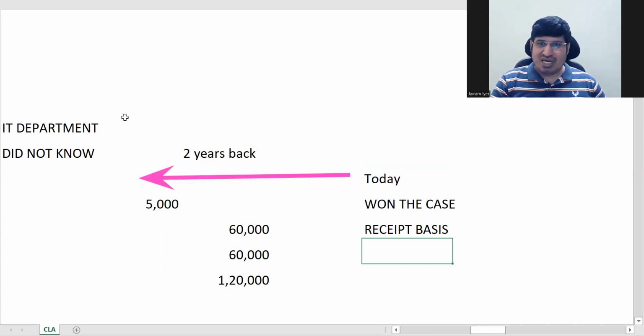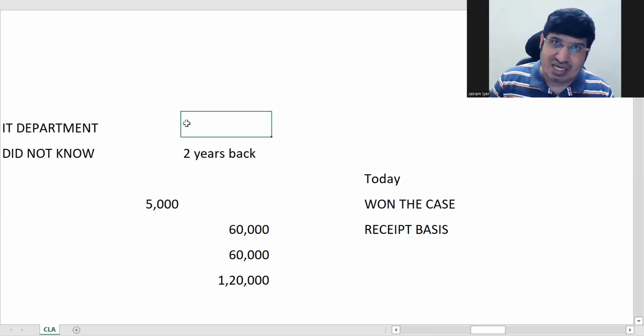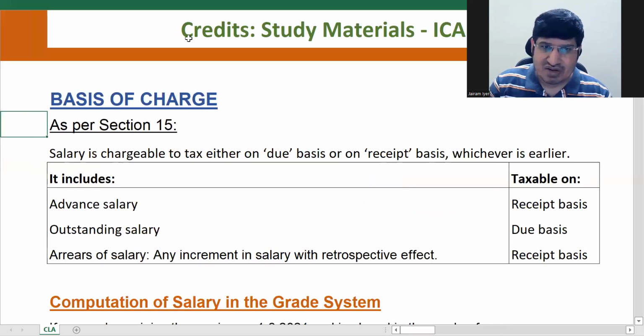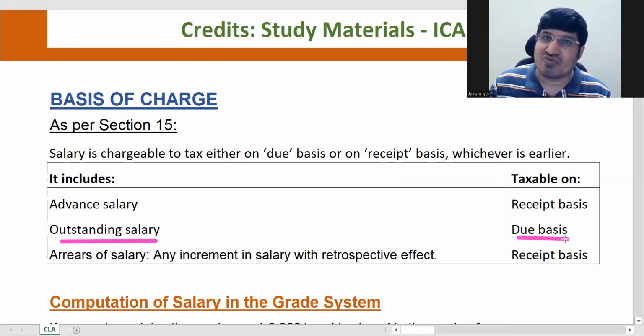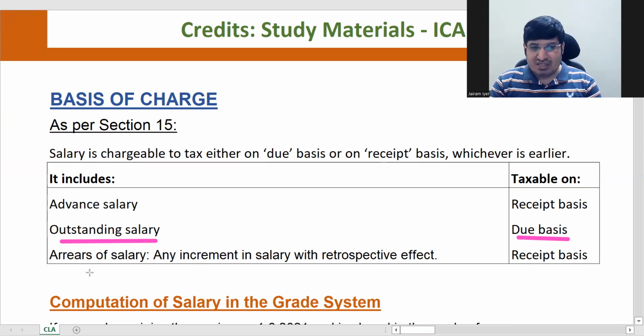That is called arrears of salary. Actually it is also kind of due salary only, because it is previous salary. Your outstanding salary will be taxable on due basis. Sometimes it happens that this month's salary, for some reason, is received next month, but the income tax department will bring it to tax whenever it becomes due. This is the last point which I just explained to you.